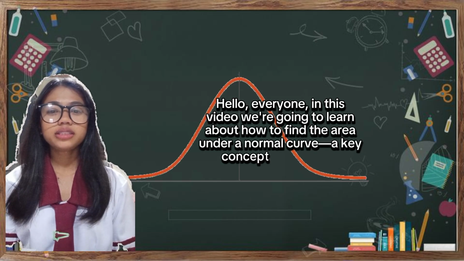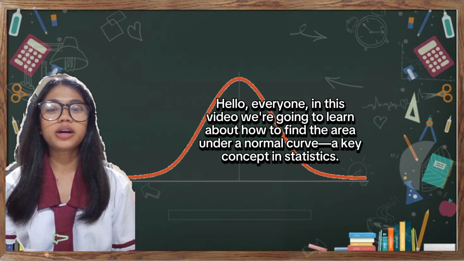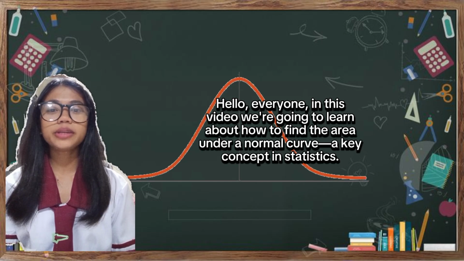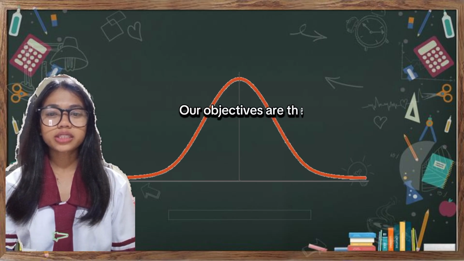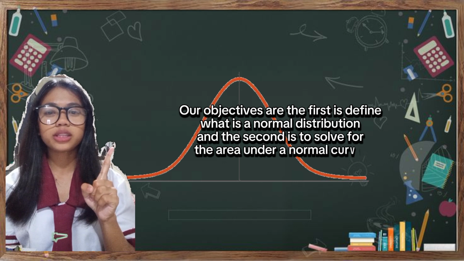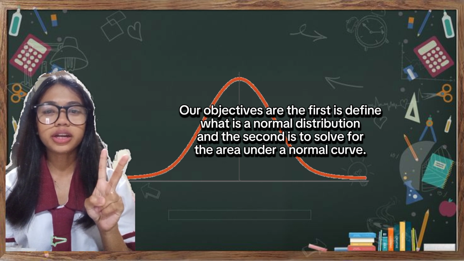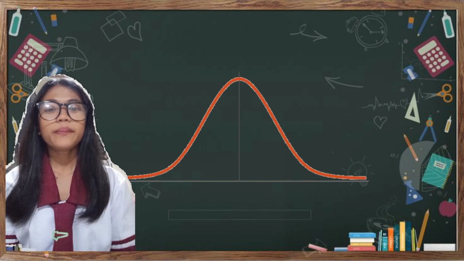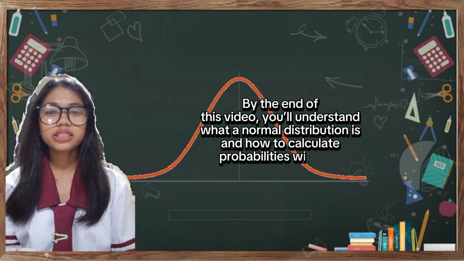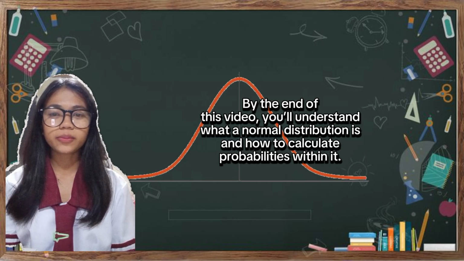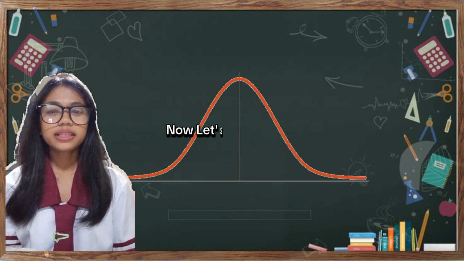Hello everyone! In this video, we're going to learn about how to find the area under a normal curve, a key concept in statistics. Our objectives are to first define what is a normal distribution and second is to solve for the area under a normal curve. By the end of this video, you'll understand what a normal distribution is and how to calculate the probabilities within it. Now, let's get started.